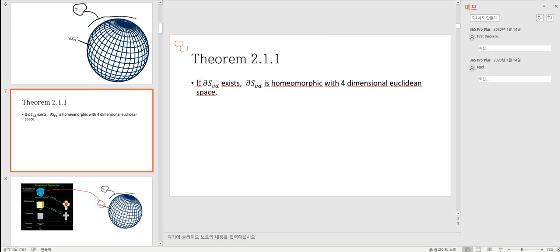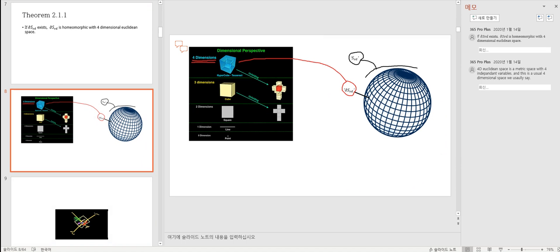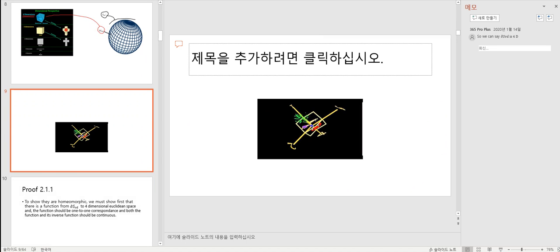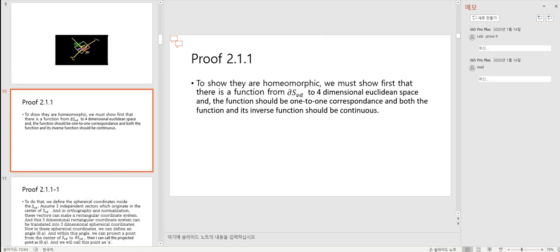First theorem: if DS3D exists, DS3D is homeomorphic to 4-dimensional Euclidean space. 4D Euclidean space is a metric space with 4 independent variables, and this is the usual 4-dimensional space, so we can say DS3D is 4-dimensional.